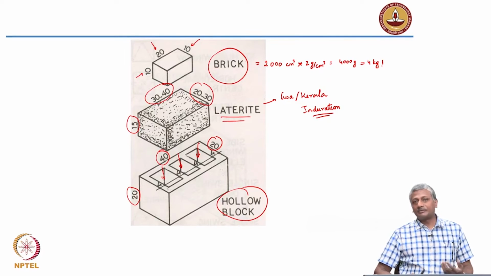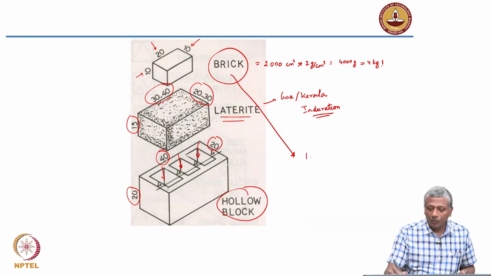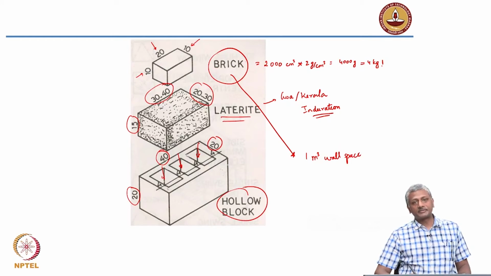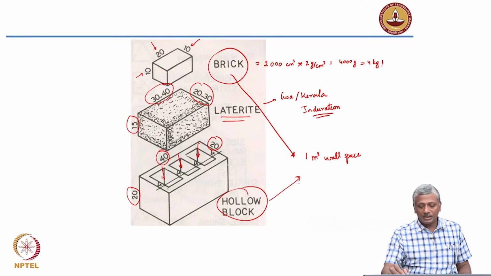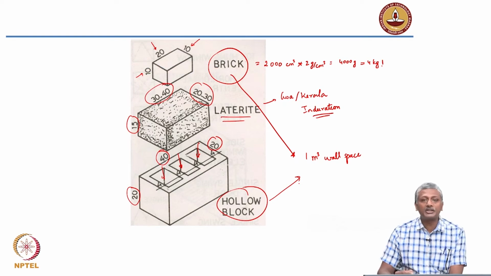Also think about it, there is a major advantage here. What is the advantage? When you have a brick, okay, let's say you want to fill up a total of 1 cubic meter of space for the wall. Okay, you want to use bricks to fill up 1 cubic meter of wall space. Okay, the same thing you want to attempt with concrete hollow blocks also. Okay, so let's see how many bricks we actually need.